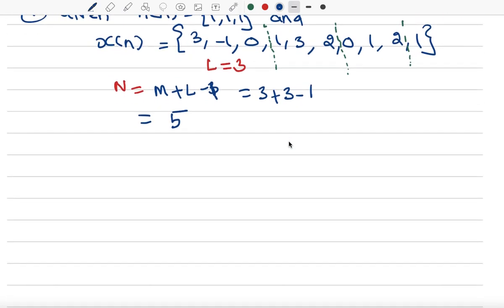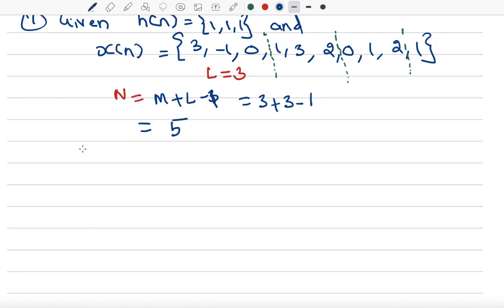Okay, so what will be the first sequences? So x1, we are going to form the sequences. What is x1 of n? X1 of n is nothing but, so already I told that we want to append m minus 1 previously to form n equal to 5.